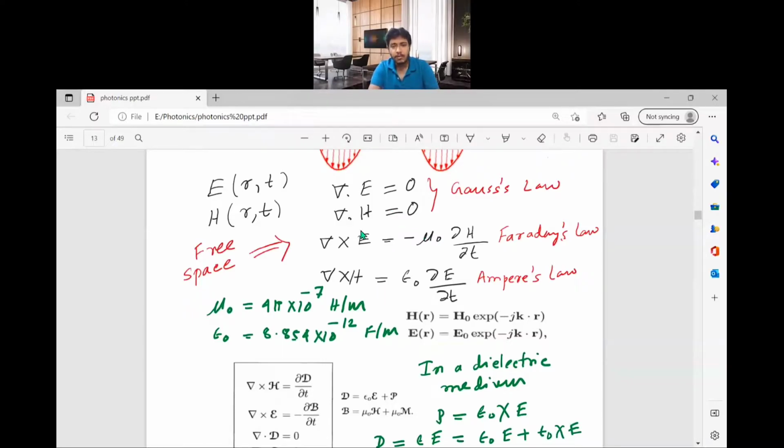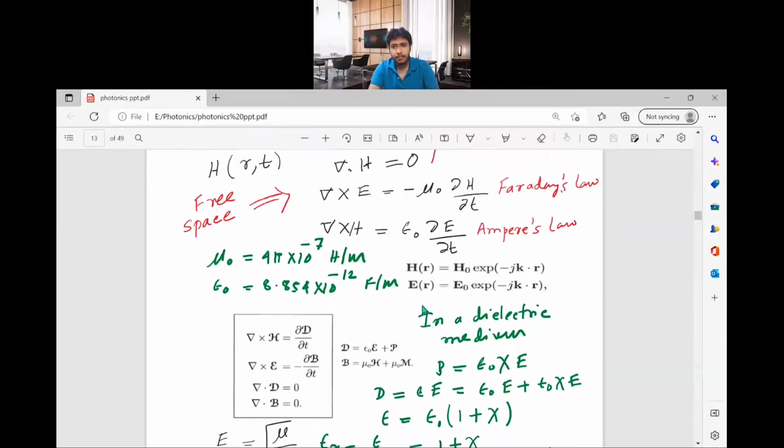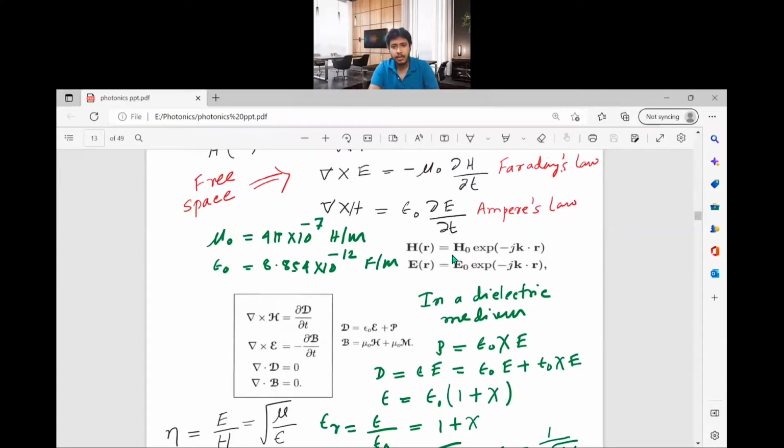This is valid in free space, where E is the electric field and H is the magnetic field. We can write the electric field as a vector that depends on position and time, and the same for the magnetic field. These are the values of epsilon 0 and mu 0. We can express E and H with this magnitude part and this exponential phase part, which depends on the position r.